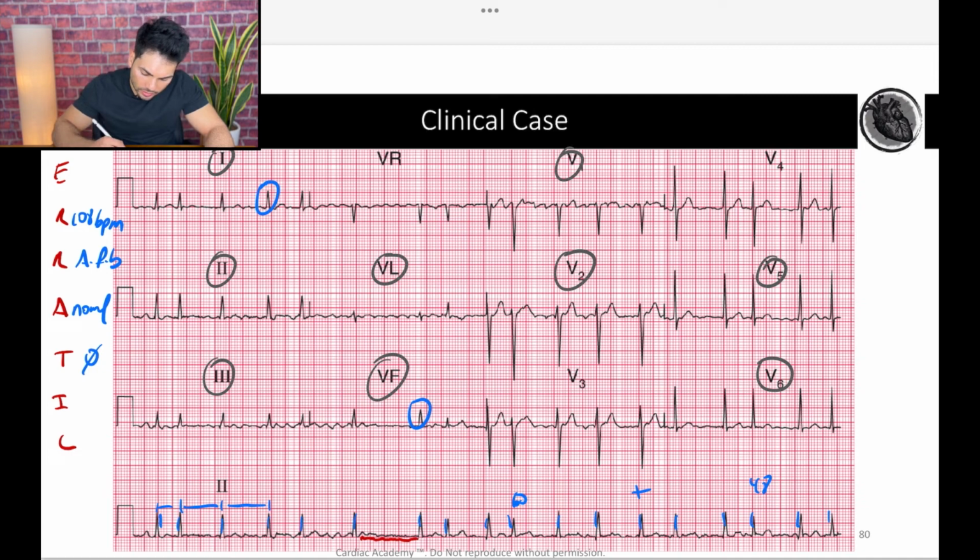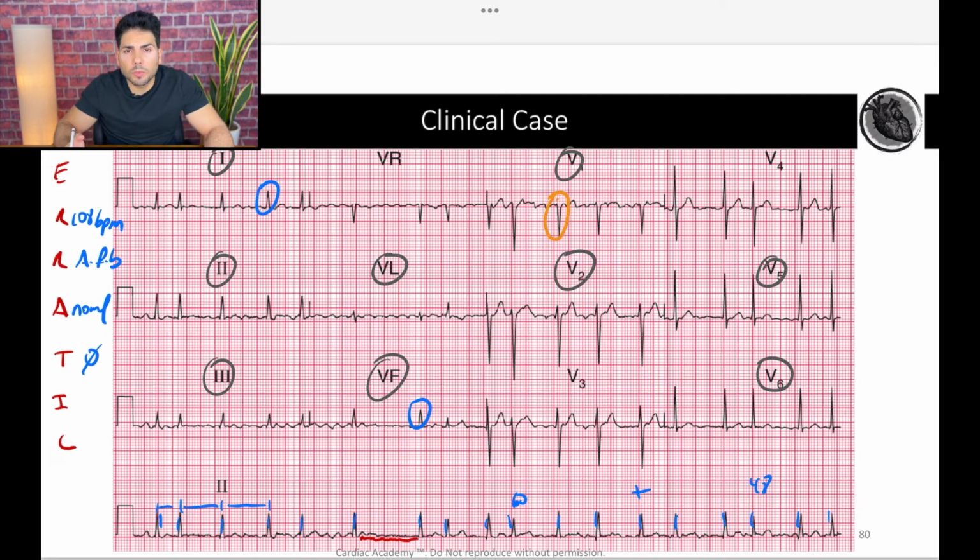So in this case, sometimes the machine might interpret this as a deep Q wave, but if we look closely, we can actually see a very tiny positive deflection there. So I will take that as an S wave, not as a Q wave, so that will be negative. Then we look at the anterior leads, V3, V4, and it's negative, so no changes.